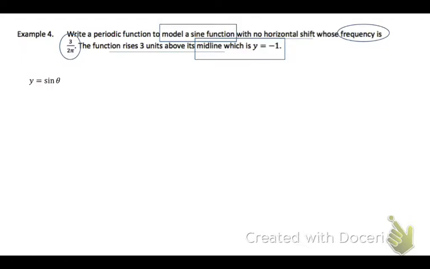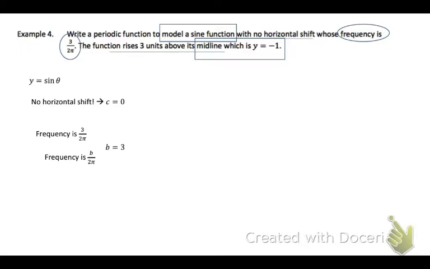So first we know it's a sine function because it says it's going to be a model of a sine function. So we're just going to have y equals sine of theta. There is no horizontal shift. Remember, the horizontal shift is your c, so that means that c equals 0. The frequency is 3 over 2 pi. Well, the frequency usually is b over 2 pi, so that means that b equals 3.